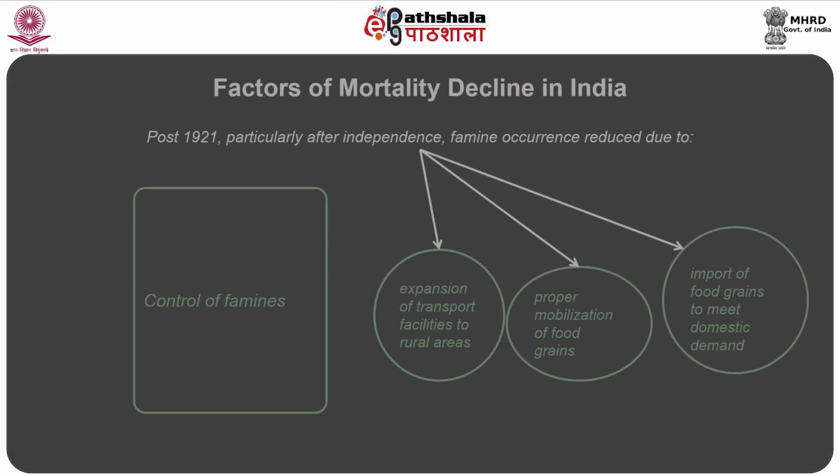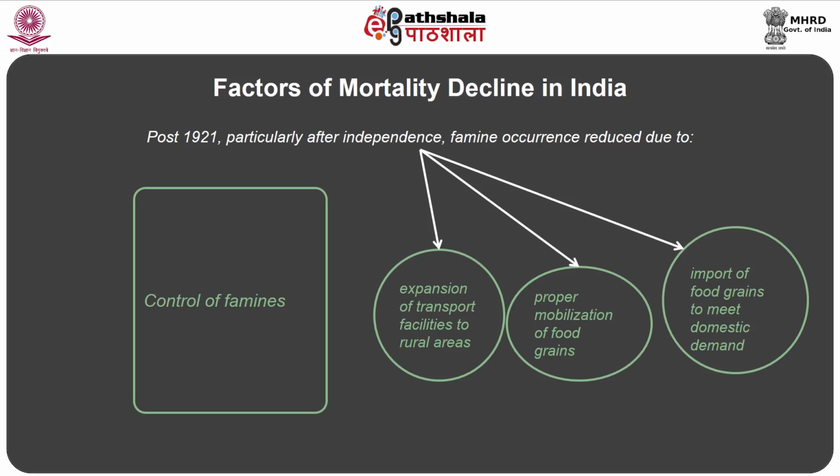However, after 1921, particularly after independence, expansion of transport facilities to rural areas, proper mobilization of food grains and import of food grains to meet domestic demand reduced the occurrence of famines.